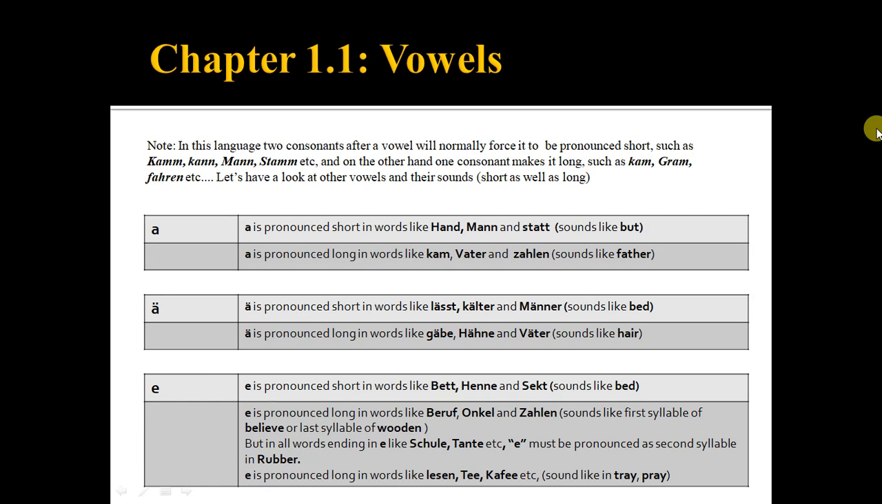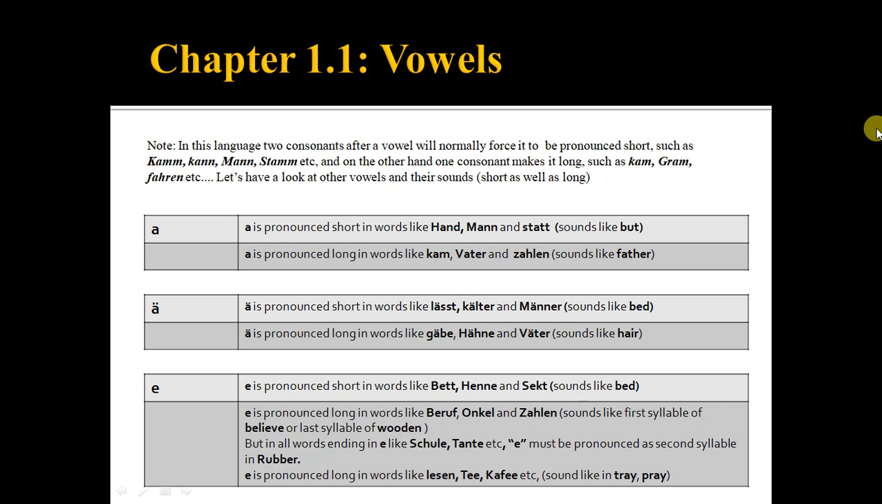The vowel A. A is pronounced short in words like Hand. As we see, we have two consonants after this vowel: Hand, Mann, Stadt. It sounds like the u in but in English. It is going to be pronounced a little bit longer, as in calm, father, Zahlen. This sounds like father, a proper longer sound. We see two consonants make it shorter, one consonant makes it a bit longer.